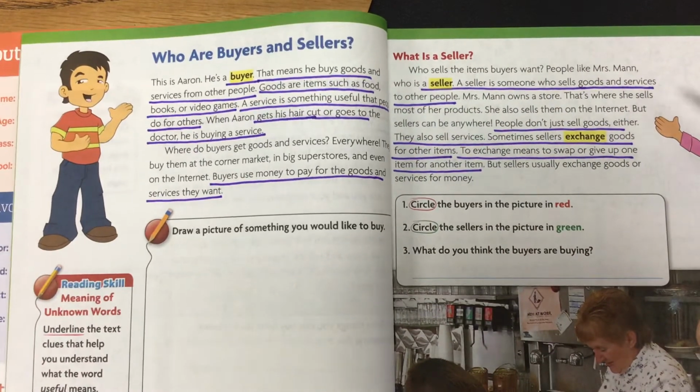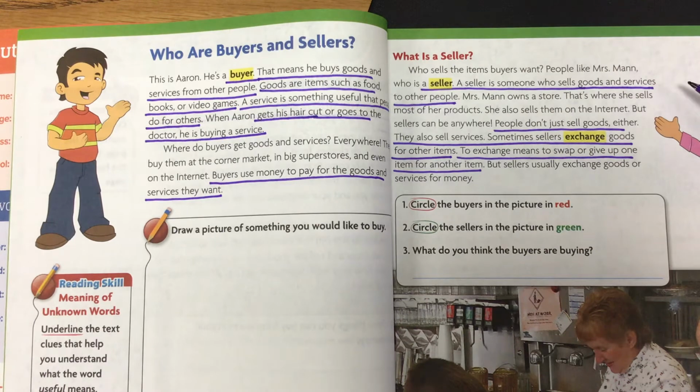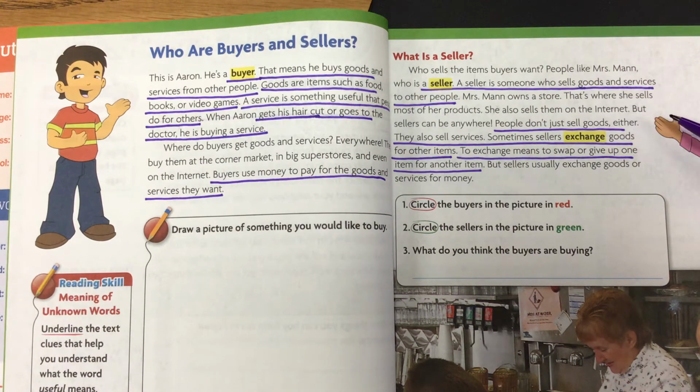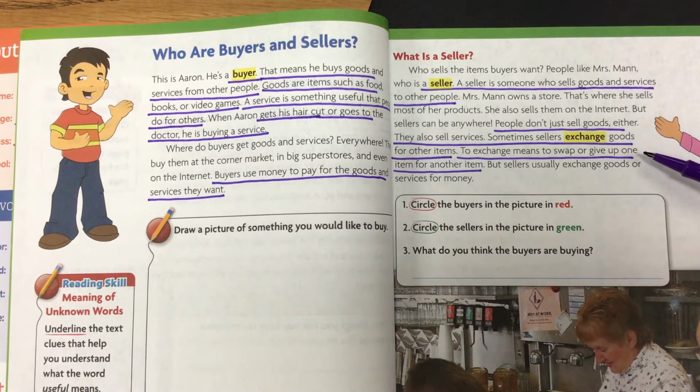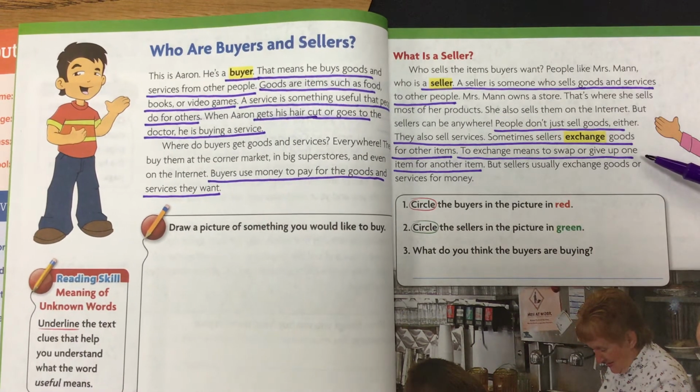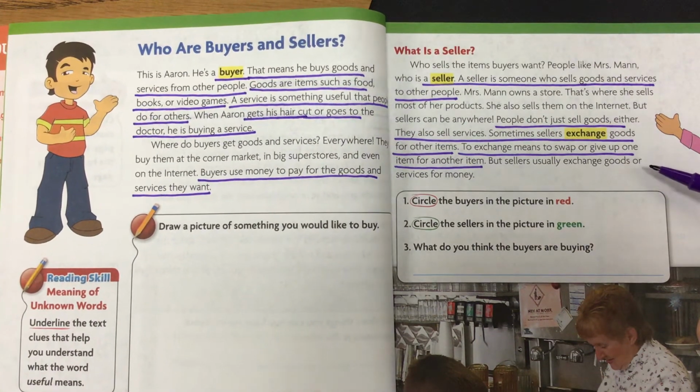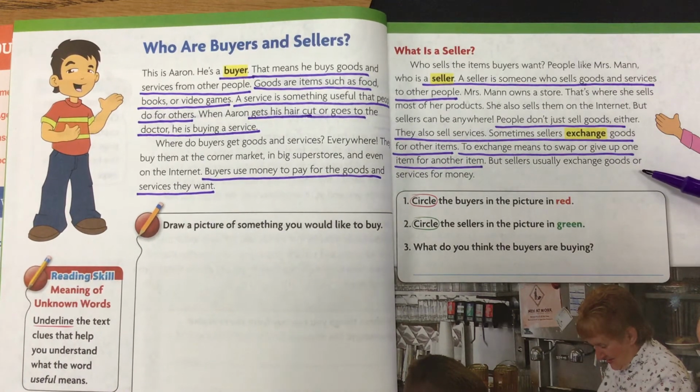What is a seller? Who sells the items buyers want? People like Mrs. Mann, who is a seller. A seller is someone who sells goods and services to other people. Mrs. Mann owns a store. That's where she sells most of her products. She also sells them on the internet, but sellers can be anywhere. People don't just sell goods either. They also sell services. Sometimes sellers exchange goods for other items. To exchange means to swap or give up one item for another item. But sellers usually exchange goods or services for money.